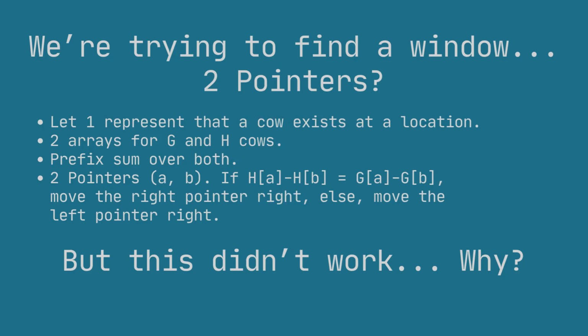Since we're trying to find a window, a natural first instinct would be two pointers, right? What I did initially was let 1 represent that a cow exists at that location, created two arrays for G and H cows, took a prefix sum over both, and had two pointers. The way I move these pointers is that if the difference was equal, then I would move the right pointer right to make a bigger window, else I would move the left pointer right to shrink the window and try to make the range valid. But this didn't work. Pause the video and see if you can figure out why.